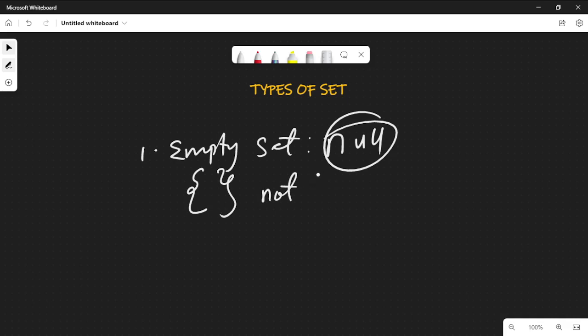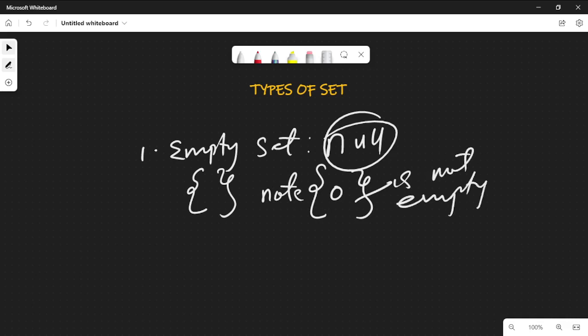Note that you cannot have this. I've said it before. This is not an empty set. It's not empty, because 0 is an integer. So if you have 0 here, it means you have an integer inside there. So it's not an empty set. But if you have this, it's an empty set.